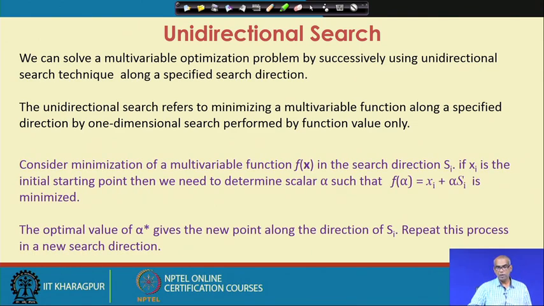Consider minimization of a multivariable function f of x in the search direction S i. If x i is the initial starting point, then you need to determine scalar alpha such that f of alpha equal to x i plus alpha S i is minimized. So, the optimal value alpha star gives the new point along the direction of S i. We need to repeat this process in a new search direction.